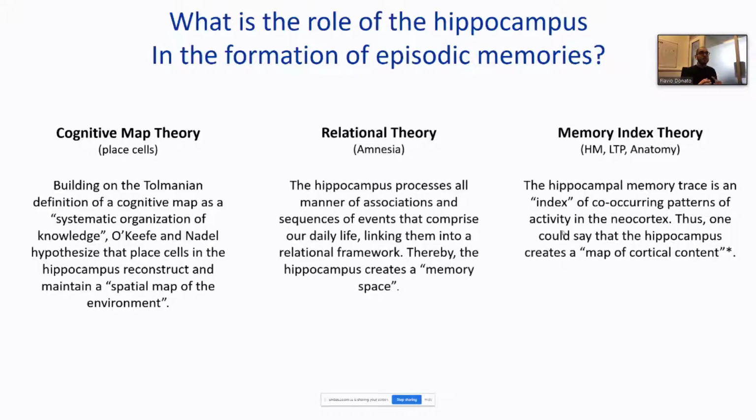So the idea would be that when you have an experience, you have a certain piece of information, visual information going into the visual cortex, auditory information to the auditory cortex, and so on and so forth. And you use the hippocampus only to bring them together, as a pointer, to know the address where you have stored different pieces of information.